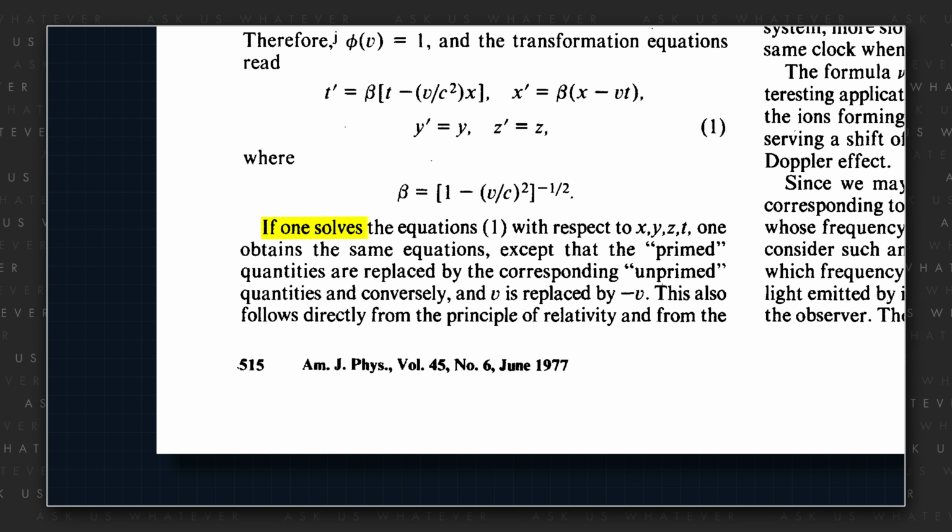Einstein contributed to some of the confusion when he stated in his 1907 paper on special relativity, "If one solves the transformation equations with respect to x, y, z, t, one obtains the same equations, except that the primed quantities are replaced by the corresponding unprimed quantities, and conversely, and v is replaced by minus v. This also follows directly from the principle of relativity." This statement is more complicated than it first seems.